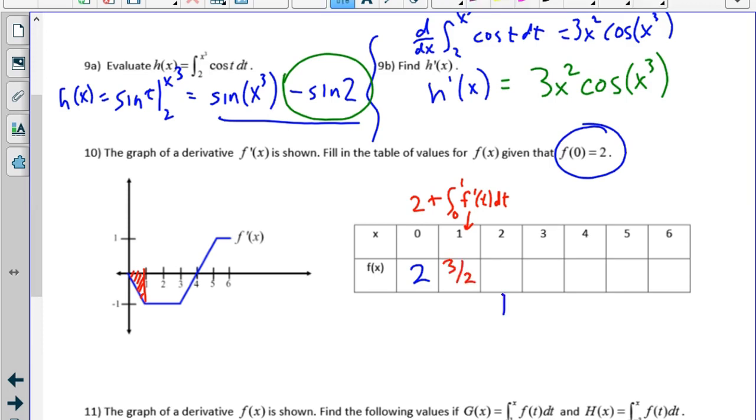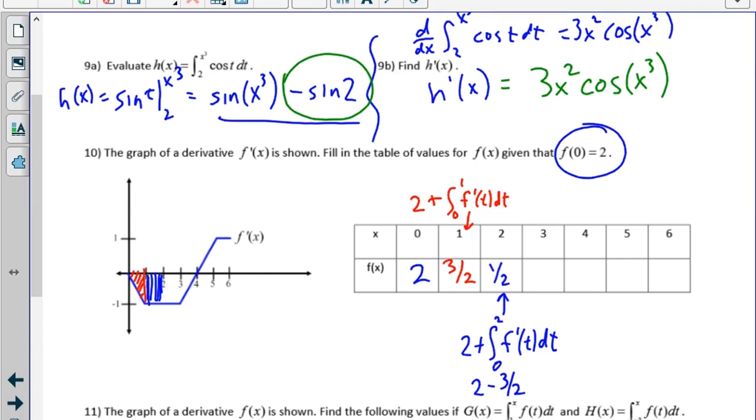For this one, we're going to do the exact same thing. We started at 2. We're taking the integral from 0 to 2 of f prime of t dt. And what that's going to do is tell us the net change that we had from 0 to 2. So this area is an area of 1. So the red area was 1/2, the blue area is 1. So we're subtracting 3/2 from the 2 that we had. So 2 minus 3/2 gives us 1/2.